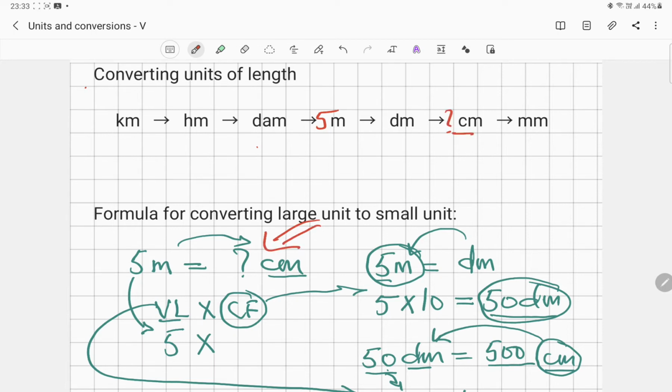And how did we do this? We converted meters into decimeters, and the value that we got was 50 decimeters. And then we converted 50 decimeters into centimeters, which was 500. So 2 steps there. But I think there is an easier way out, and let me teach you.